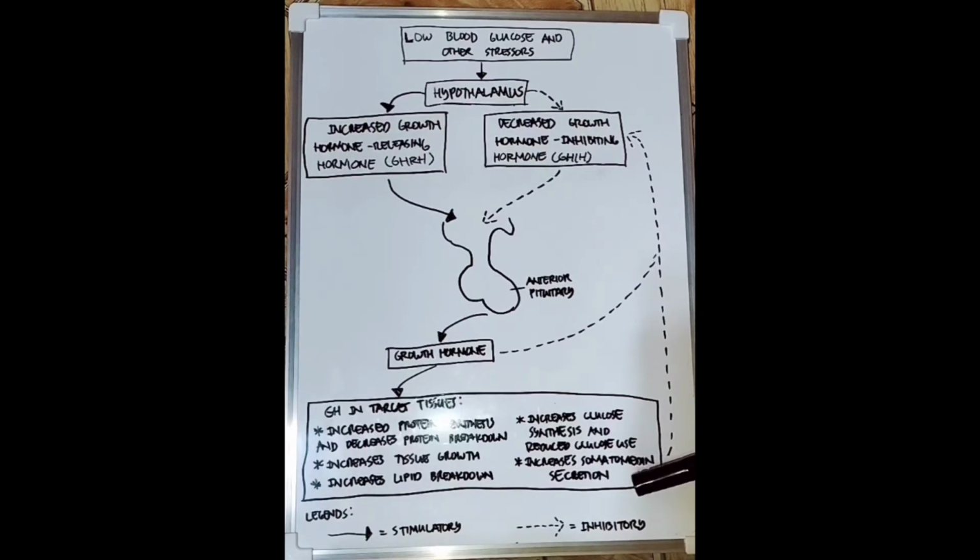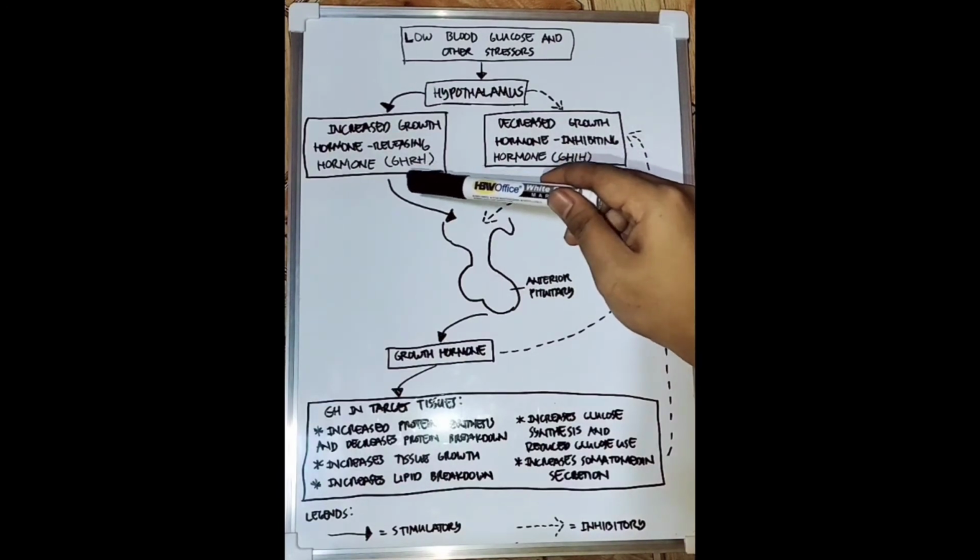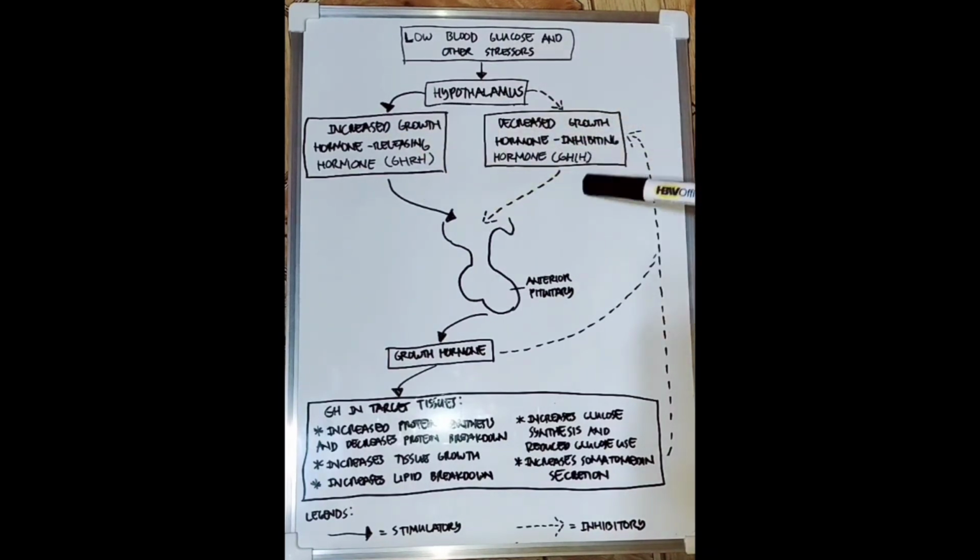These polypeptides, which are somatomedins, and increased growth hormone have a negative feedback effect on the hypothalamus, resulting in decreased growth hormone releasing hormone and increased growth hormone inhibiting hormone release, therefore decreasing growth hormone secretion. Those are the actions of growth hormone and how it is regulated.